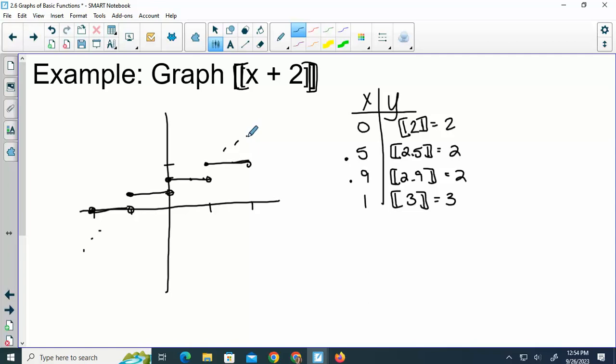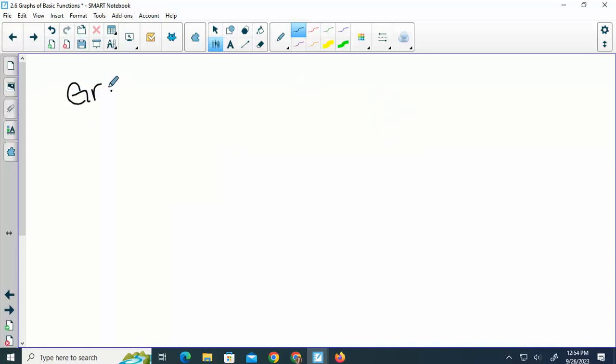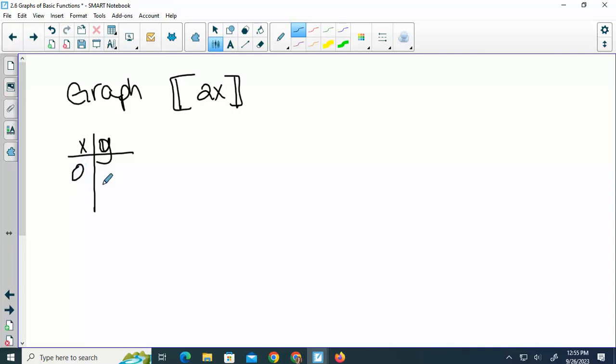All right, let's try another one. That seemed a little hard. I'm going to add in one. Let's graph the greatest integer of 2x. All right, so if I wanted to do that, let's start by plugging in something. So if we put in 0, what do we get out? 0.